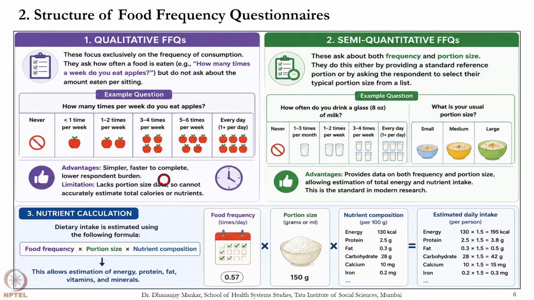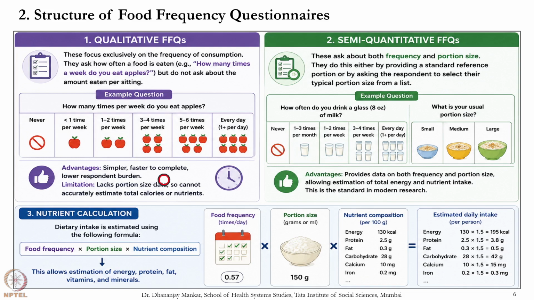It also allows the estimation of total energy and nutrient intake, and this is very standard in modern research. The nutrition calculation is done with respect to food frequency, portion size and nutrient composition. So this allows the estimation of energy, protein, fat, vitamins and minerals. You can understand the food frequency, the portion size and the nutrient composition, taking the energy, protein, fat, carbohydrate, calcium, iron and other micronutrient intake.